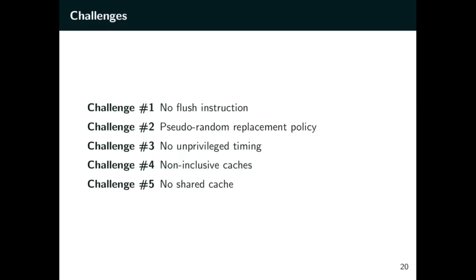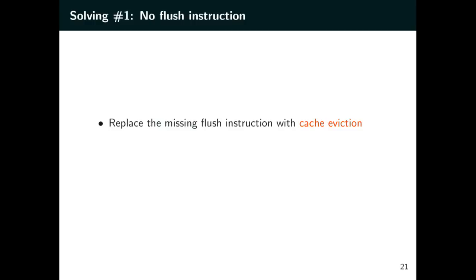So let's solve these challenges. We have those 5 challenges: no flush instruction, a pseudo-random replacement policy, no unprivileged timing, non-inclusive caches, and no shared cache. So I'll start with the first one, no flush instruction. The idea is quite simple. We're going to replace this missing flush instruction with cache eviction.